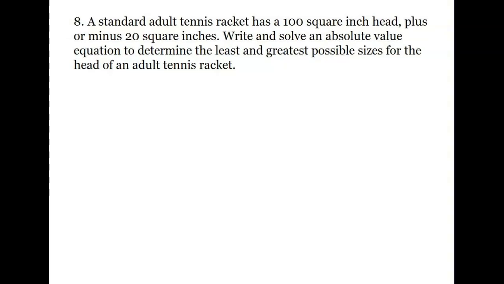All right, so adult tennis rackets have a 100 square inch head plus or minus 20 square inches. So that means they can range from 80 to 120, right? Because it's 100 plus 20 or minus 20. Now what we want to do is create an absolute value to represent that. So basically, these are like your answers. You got the 80 and 120 for your answers. How can you write that as an absolute value?